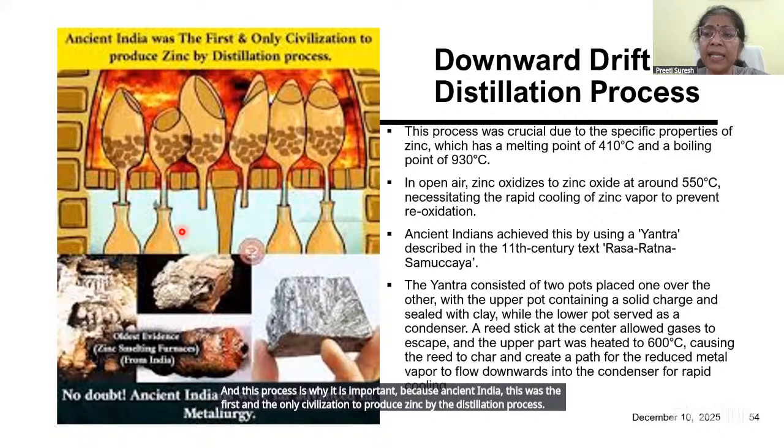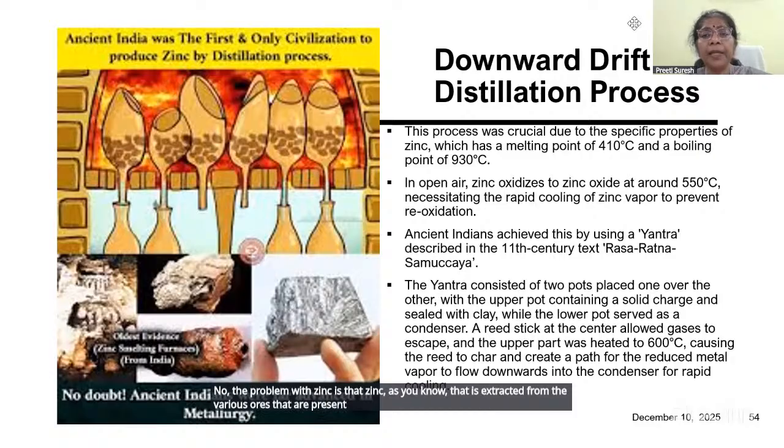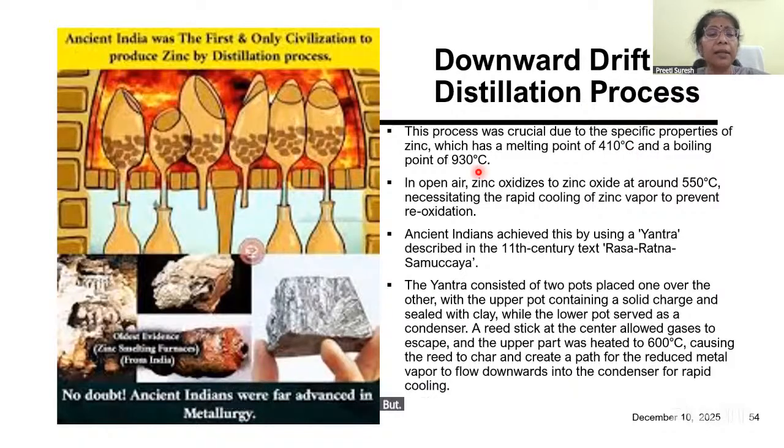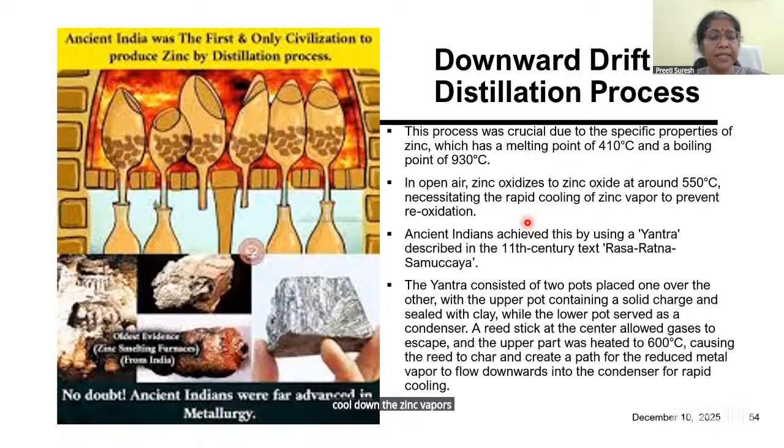Now, the problem with zinc, as you know, is that it is extracted from various ores. But the problem arises because zinc has a melting point of around 410 degrees centigrade, and it boils at 930 degrees centigrade. But in the presence of atmospheric air, zinc is converted into zinc oxide at around 550 centigrade. So that means we have to quickly cool down the zinc vapors to prevent its oxidation.